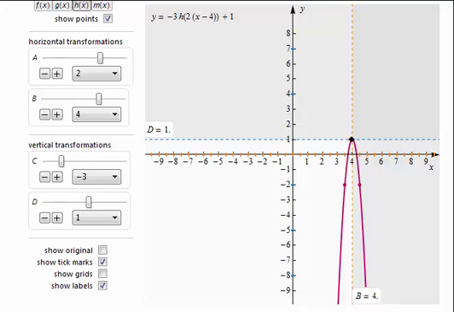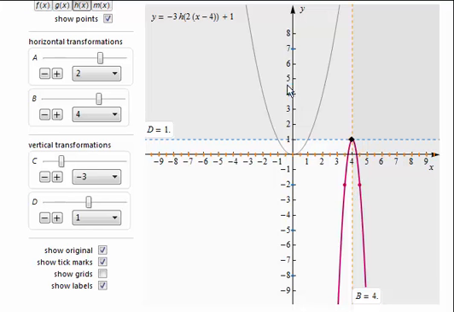So now, if we look at our original, we have a graph which is narrower, it's been expanded vertically, compressed horizontally. It's been reflected, so it's now a downward opening parabola. It's been shifted to the right by 4 and up by 1. So as a point of reference, the original vertex was at the origin. Now the vertex has been moved 4 to the right and 1 up. Now the vertex is at (4, 1).